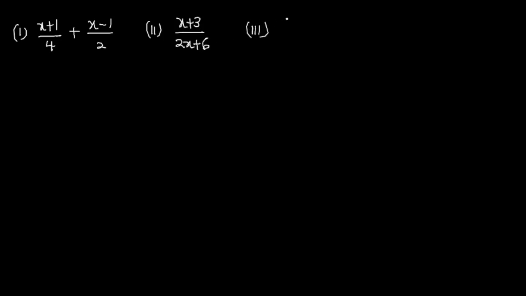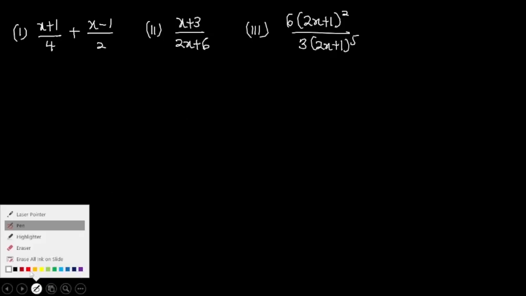Alright, so we have to simplify the following expression. We have the first expression, we have x plus 1 on 4 plus x minus 1 on 2. The second expression, we have x plus 3 on 2x plus 6. The last expression we have to simplify is we have 6 outside bracket 2x plus 1 squared on 3 into bracket 2x plus 1 all raised to the power of 5. Alright, so let's go ahead and simplify these expressions one after the other.